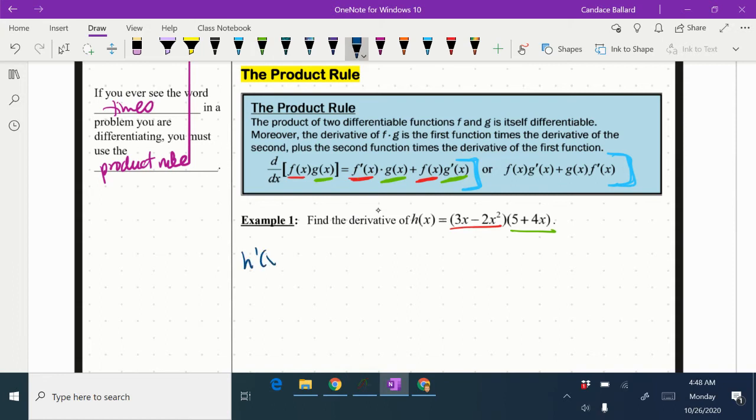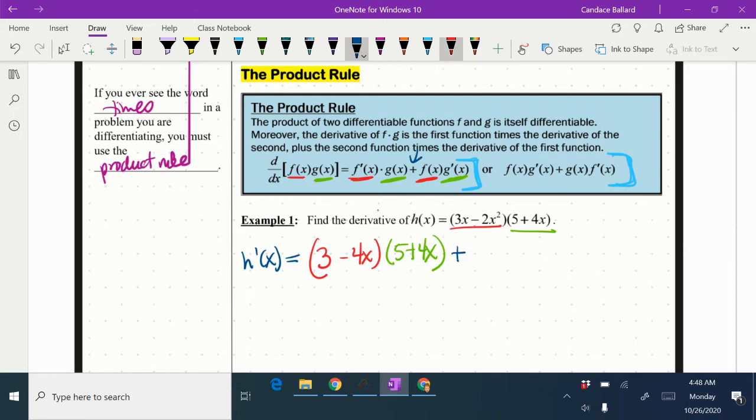Then I'm going to do h prime of x equals. I am going to do the derivative of just the red function. The derivative of 3x is 3. The derivative of negative 2x squared is negative 4x. Then I'm going to keep my green function the way it is, so I'm not taking the derivative of it. And then I am adding that. The operation is always add.